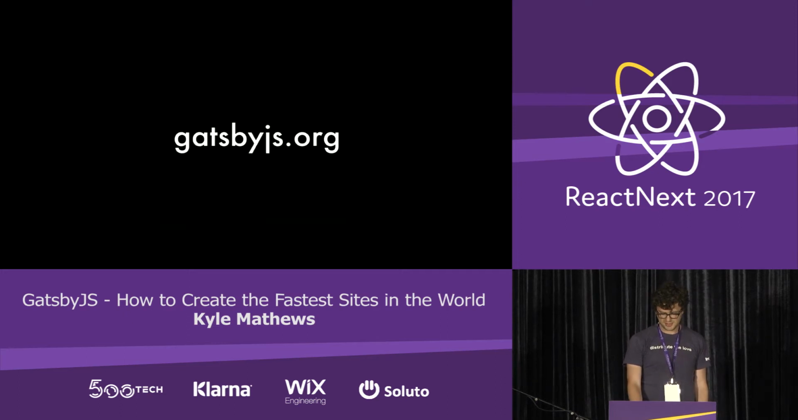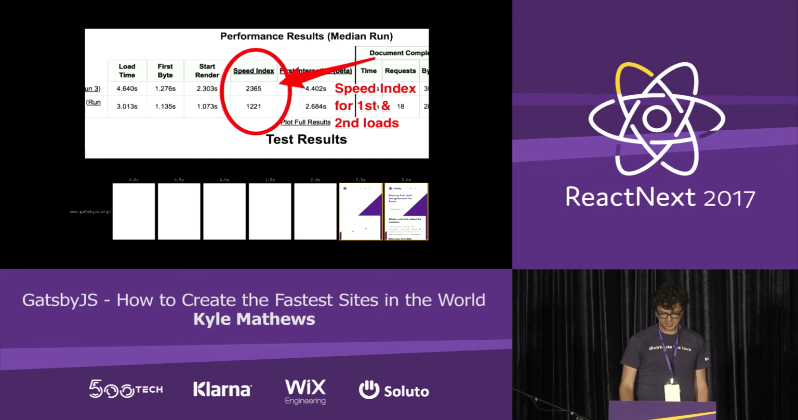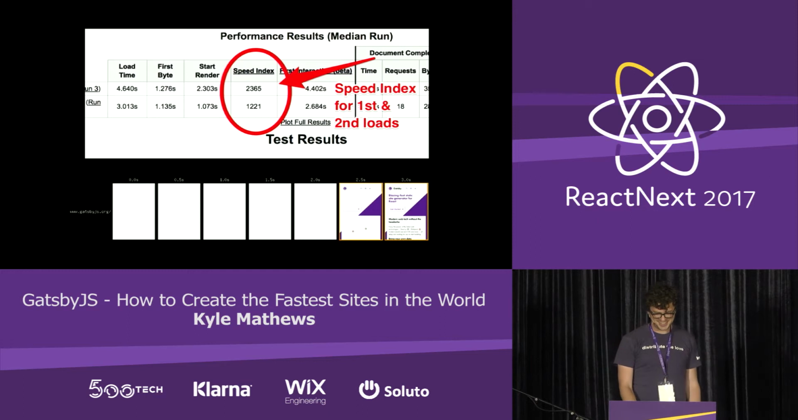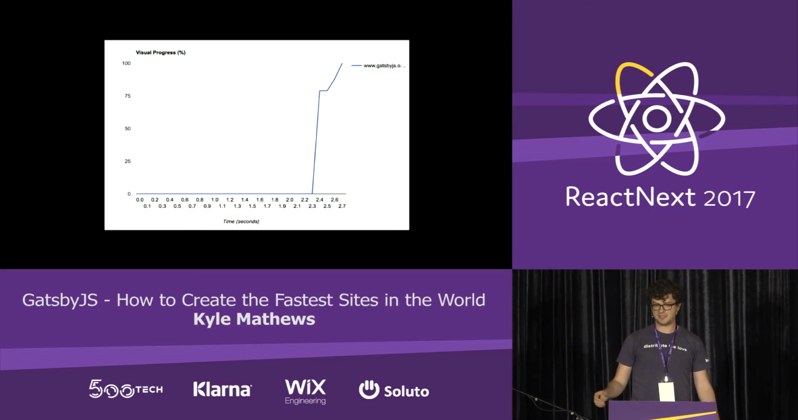And then, hey, GatsbyJS. I've heard of them. Whoa, so fast. 2,300. That's like 2 to 3.5x faster than the other ones. You see down here that at 2.5 seconds they get the first pixels, and then a half second later it's done. So no forever bouncing around, where it's sort of there, sort of not there, which is not an impressive looking thing for a website.